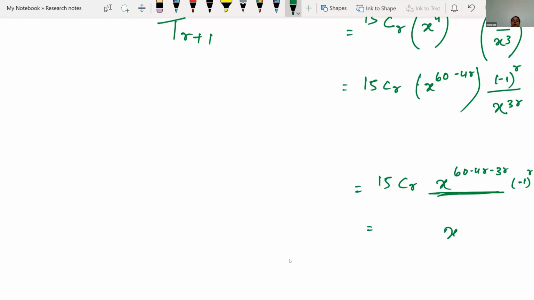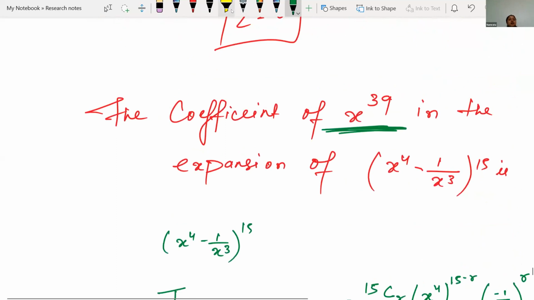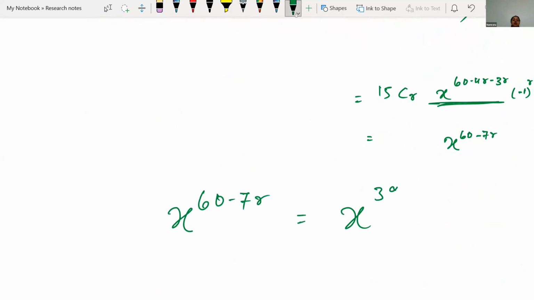Yes, ma'am. So we will be having x to the power 60 minus 7r. But we are saying that the r plus 1th term is having x to the power 39. So whatever our x to the power is there, that has to be x to the power 39. This x to the power 60 minus 7r must be equal to x to the power 39. On the basis of this assumption only, we have taken that the r plus 1th term is having x to the power 39. That's why we are comparing it. Are you getting it?